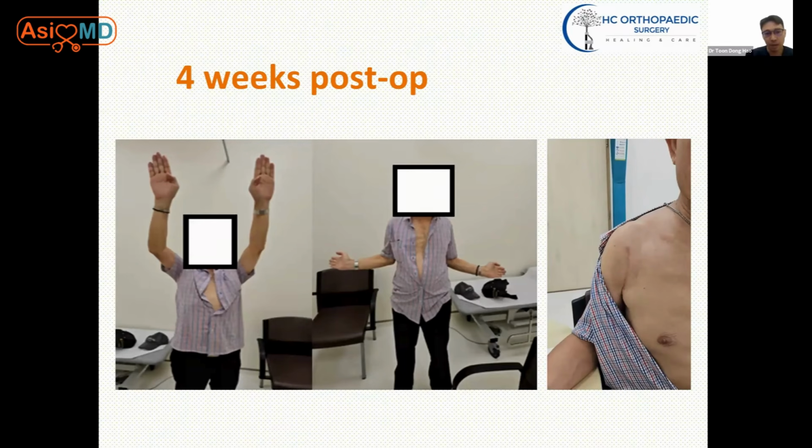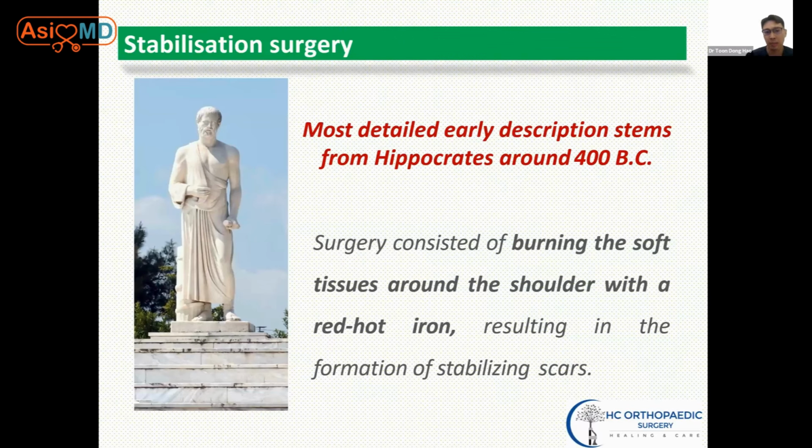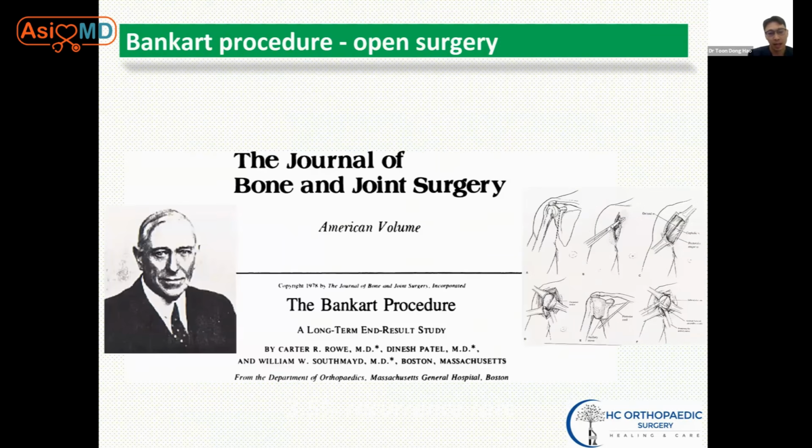In terms of stabilization procedures, traditionally it was done by burning the soft tissue around the shoulder with a red hot iron, and this was described back in the days of Hippocrates.